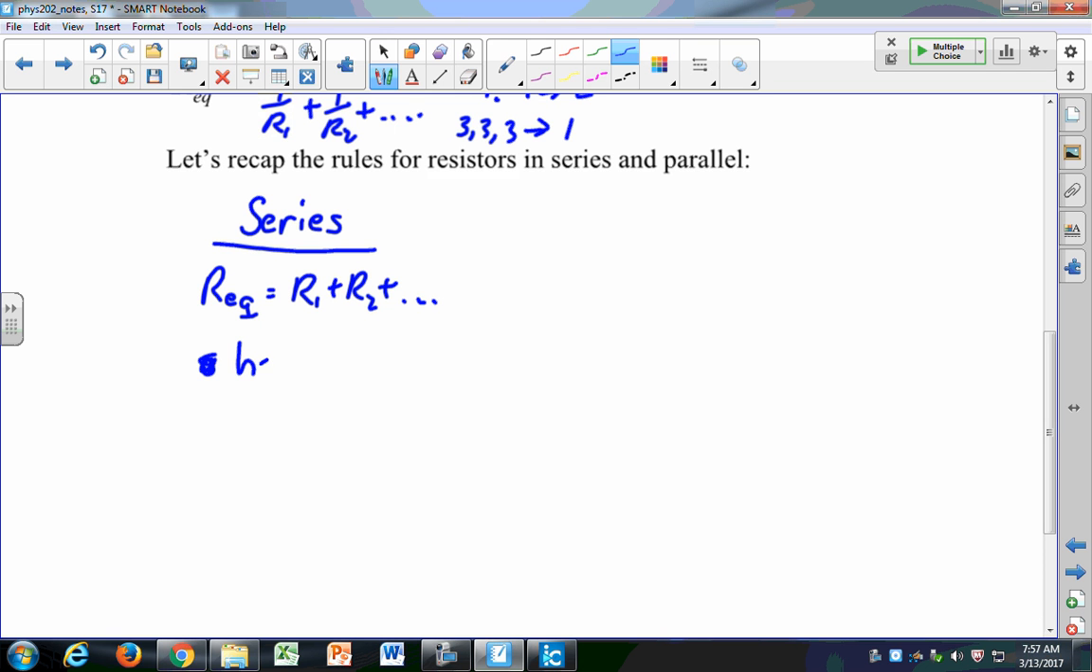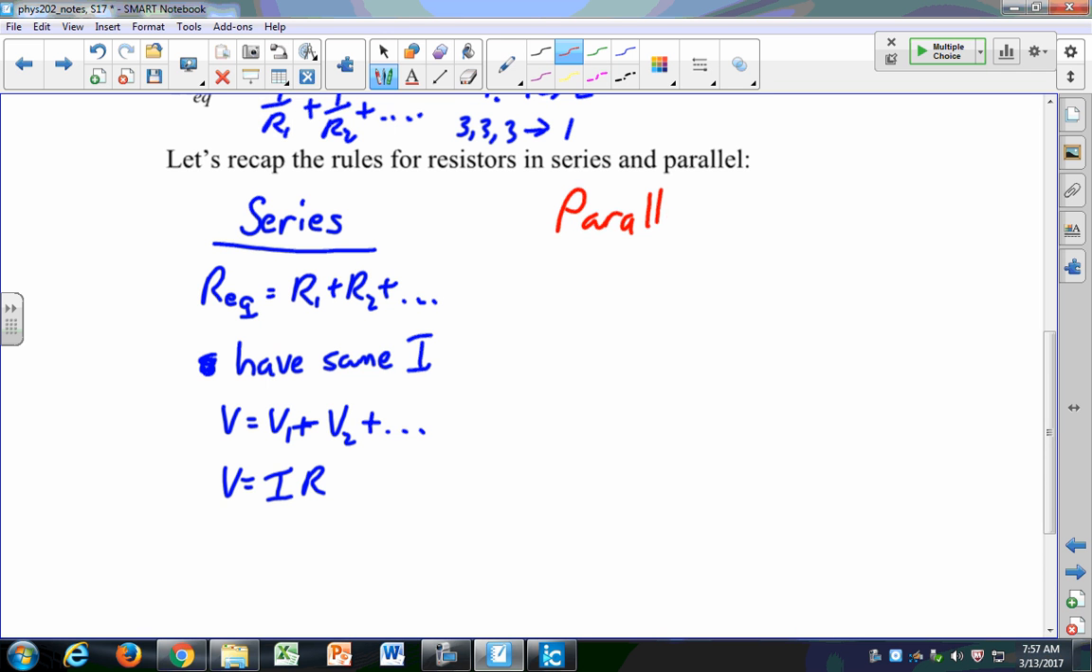These resistors have the same current. V is equal to V1 plus V2. That's the loop rule. And then finally, V equals IR. And then for parallel, R equivalent is 1 over R1 plus 1 over R2. They have the same voltage.